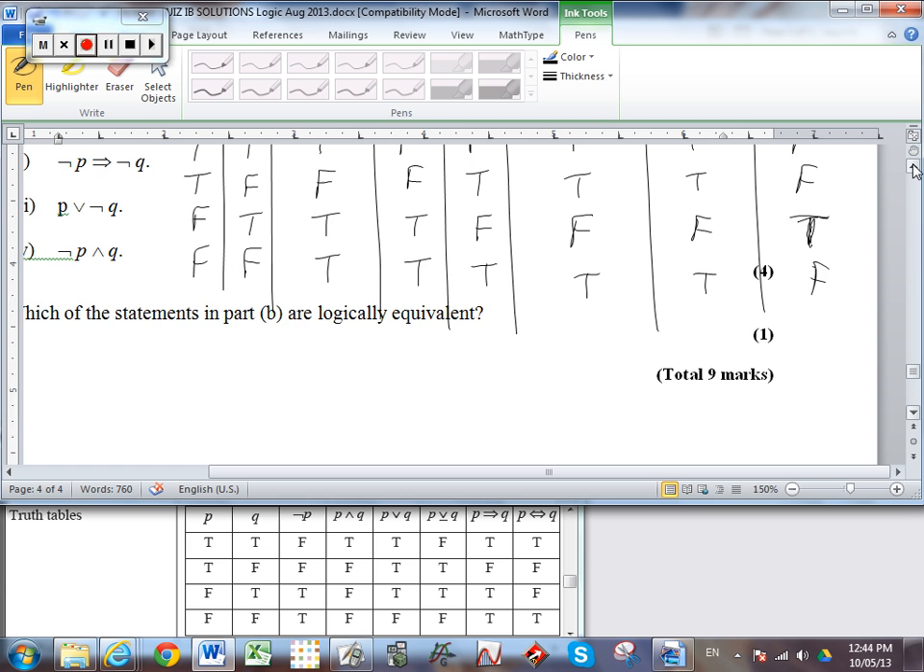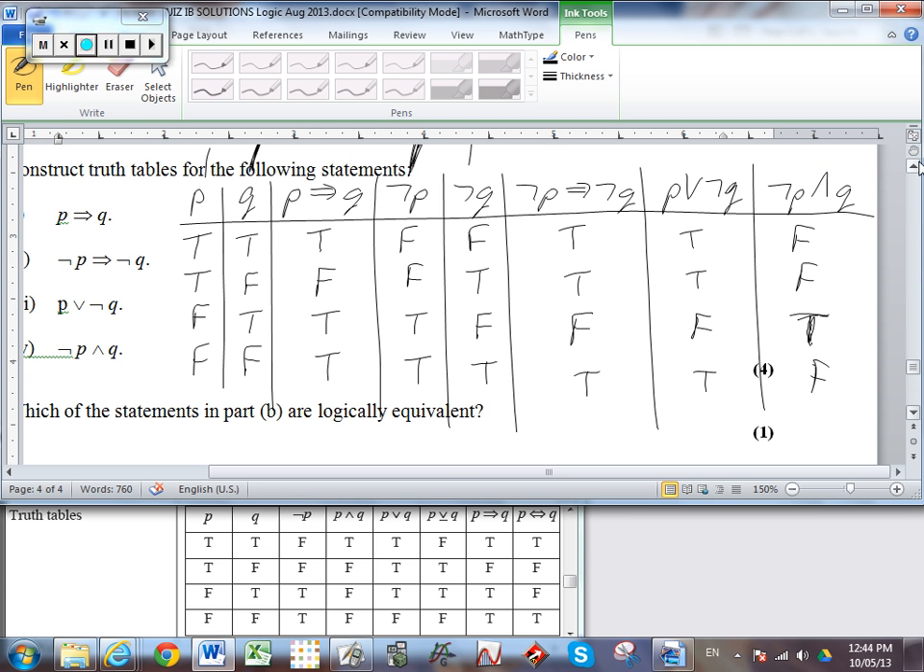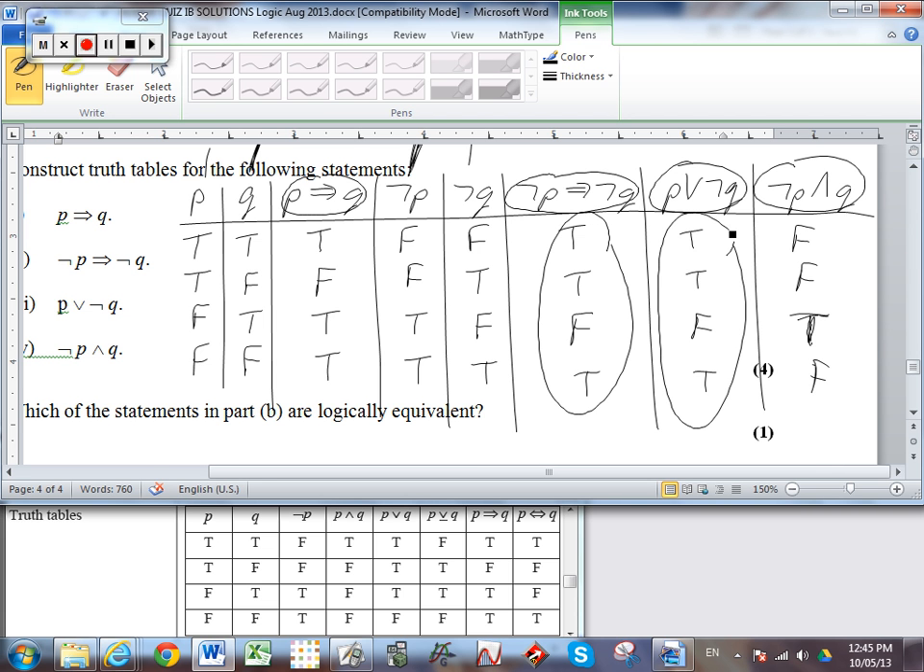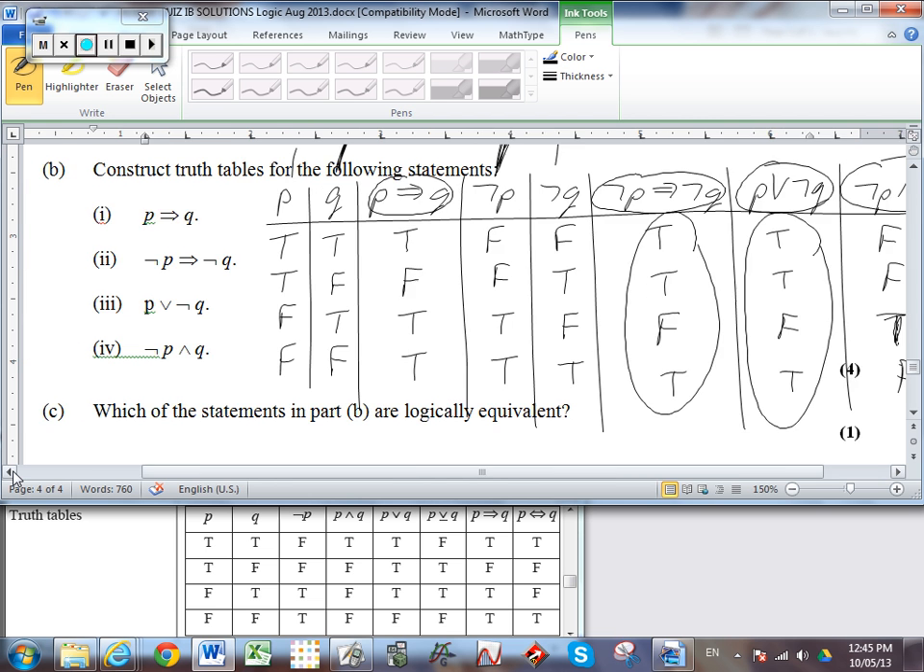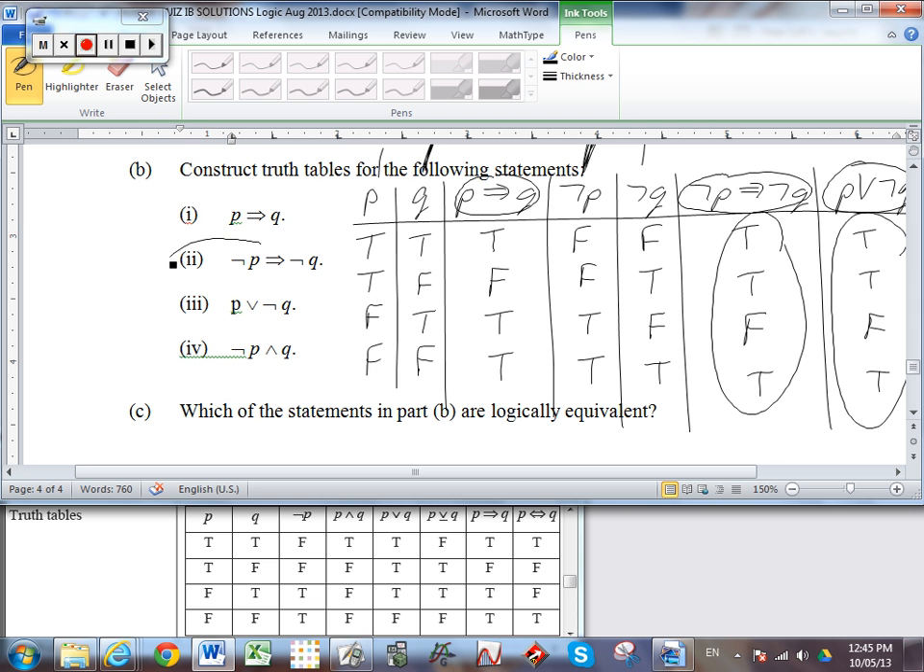And it says, which of these statements are logically equivalent? Logically equivalent means that they have the same truth table structure. So let's compare the four that we were given. If I compare those four, the ones that are equal are here they are, this one, TTFT, and this one, TTFT. Therefore, it is statements 2 and 3 which are logically equivalent. And that brings us to the end of the review.